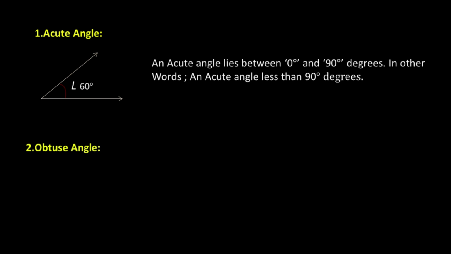The second one is the obtuse angle. What is an obtuse angle? Observe this picture clearly. This figure has an angle of 120 degrees.